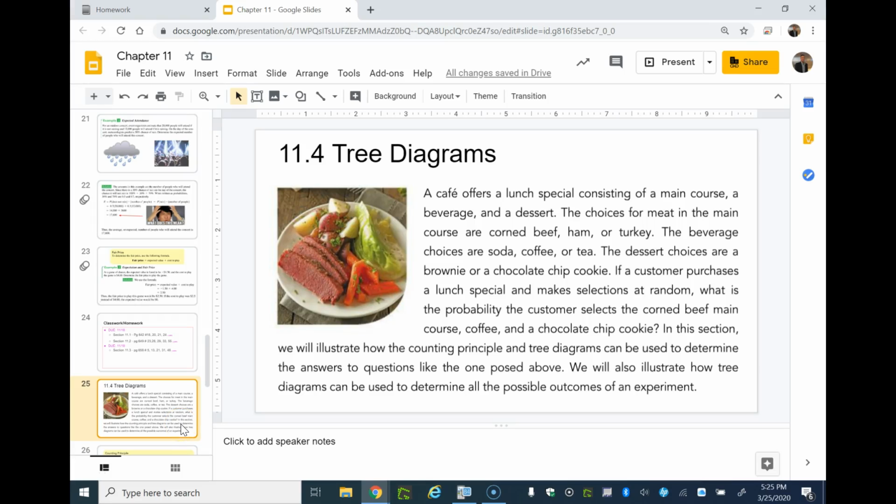So in this section, section 11.4, we're going to be talking about tree diagrams. To get started with the slides.